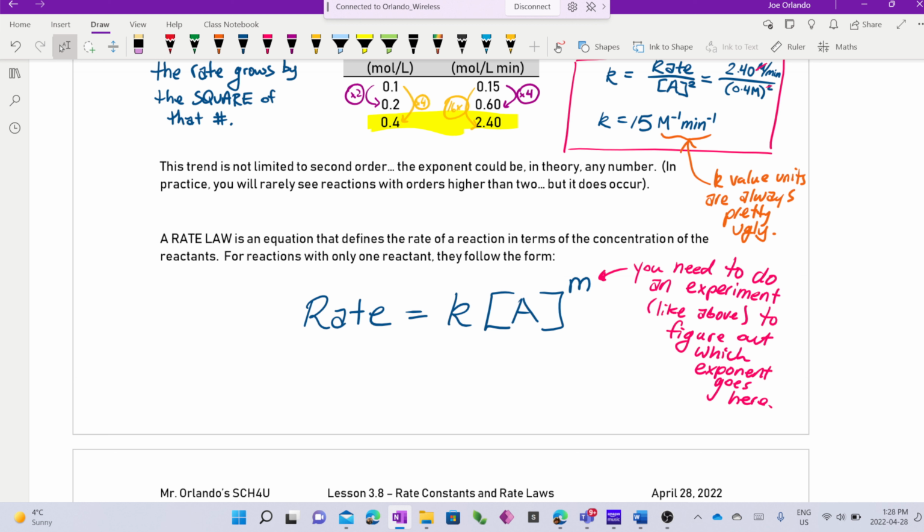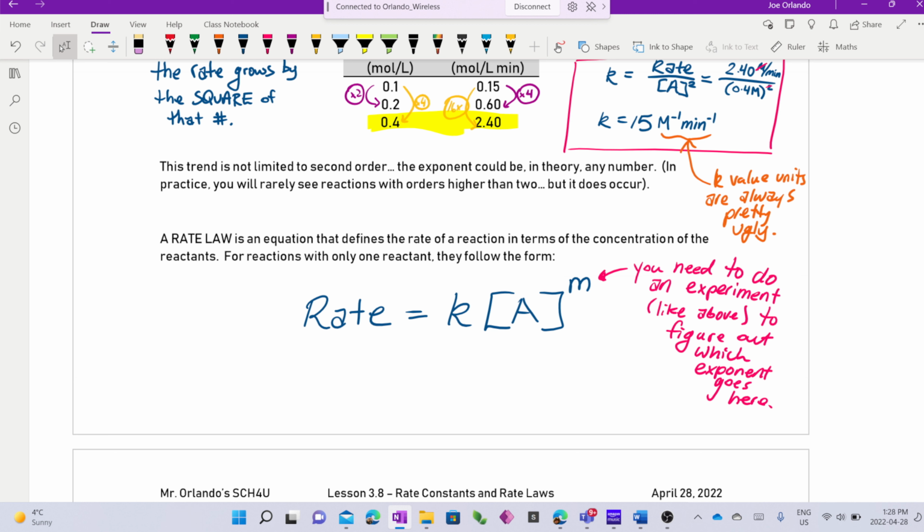If you doubled A and the rate got twice as fast, and then you tripled A and the rate got 3 times as fast, and you quadrupled A and the rate got 4 times as fast, then you'd know this exponent must be 1. Beautiful. And if you doubled A, but it didn't get twice as fast, it got 4 times as fast, you'd know that has to be a squared relationship. So you have to do an experiment to figure M out.